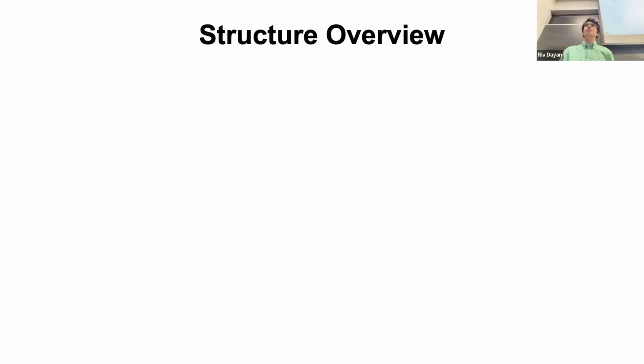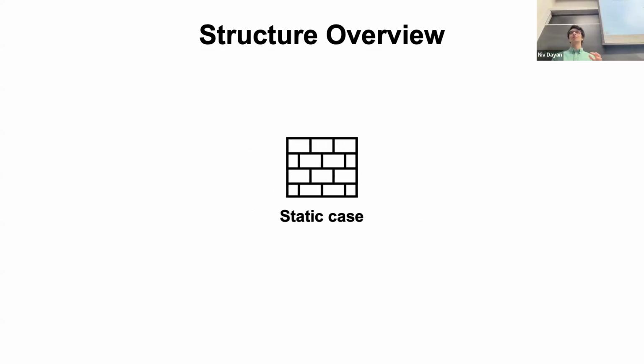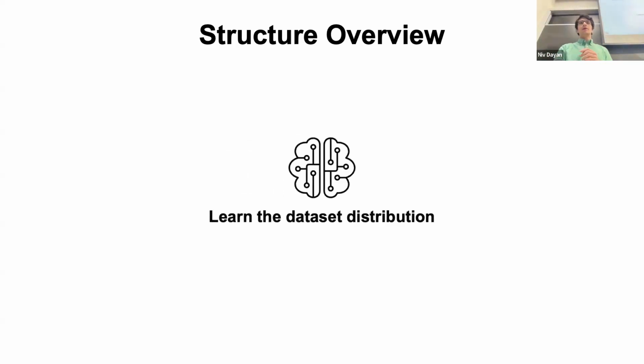So let's jump right in and see an overview of this. The structure has two cases: a static case and a dynamic case. They work pretty much in the same way, but the dynamic case has some extra quirks that we have to handle. I'm not going to get into that today. We're going to mostly focus on the static case. But the idea in both of them is to learn the dataset's distribution in some way.